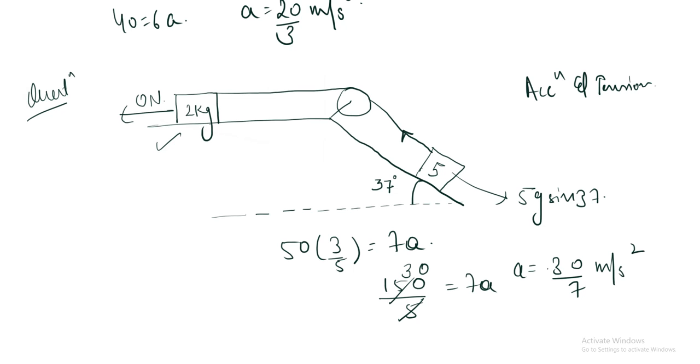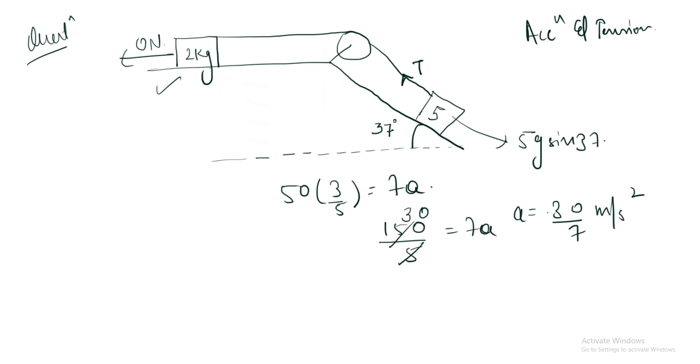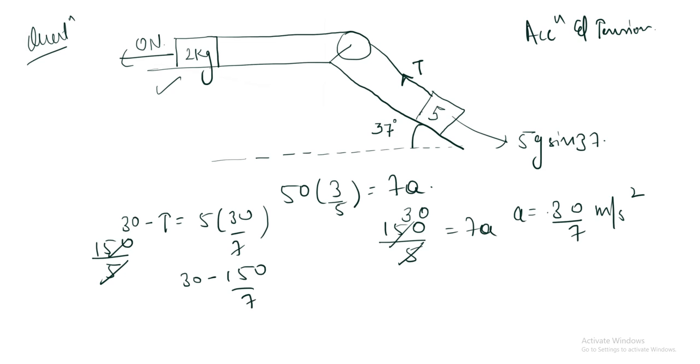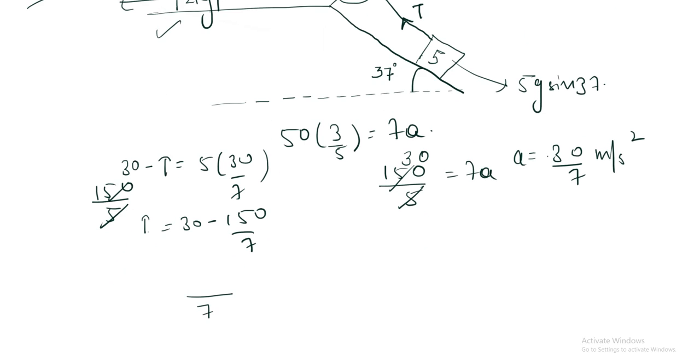Now tension is like this. 150 by 5, which is 30, minus T is 5 into 30 by 7. So 30 minus 150 by 7 is the tension. By taking LCM 7, 210 minus 150, 60 by 7 Newton.